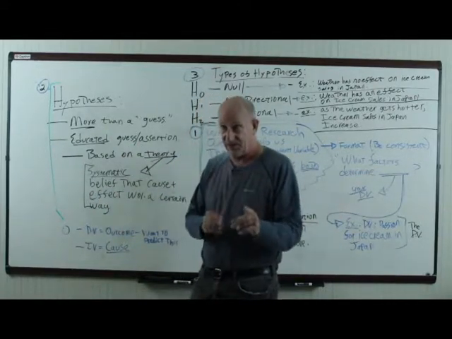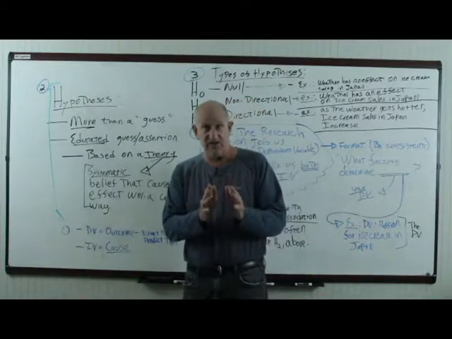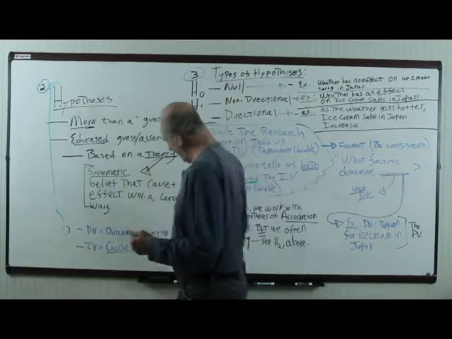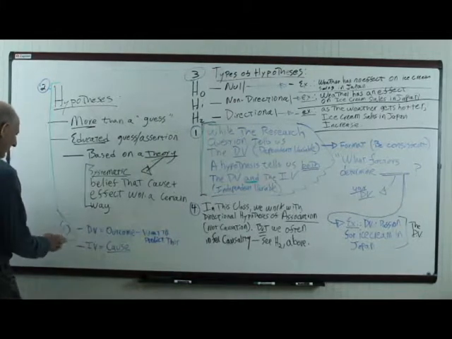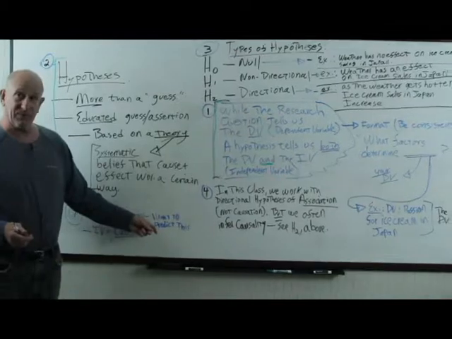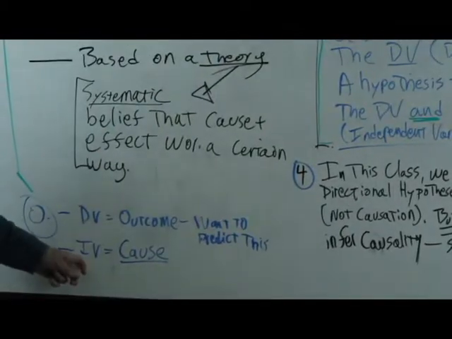And here are the definitions. First of all, we abbreviate independent variable as IV and dependent variable as DV. I've written right down here that this is item 0. DV, the dependent variable, is the outcome. We want to predict this. That's what we're doing with the dependent variable. And the IV is the cause.